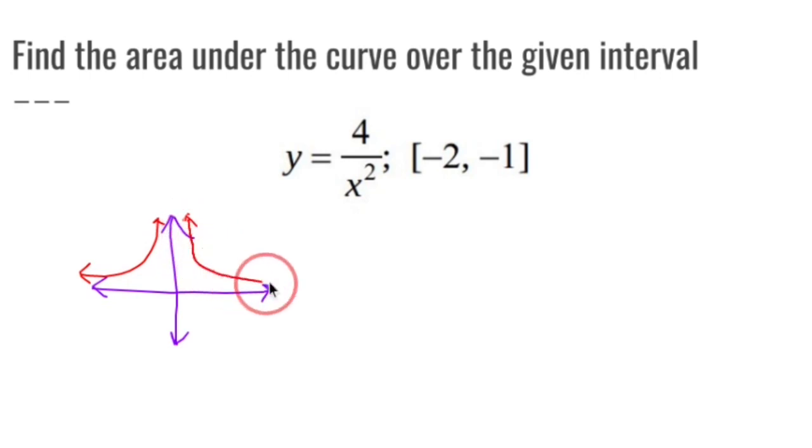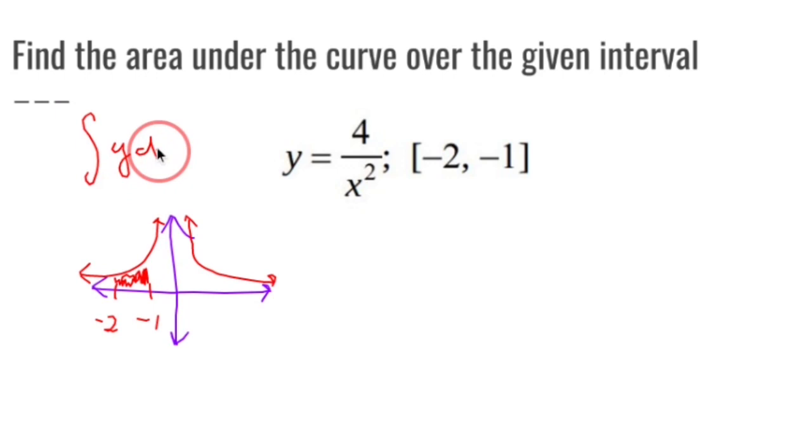Now, what it's asking me to do is find the area under the curve between -2 and -1. It wants this area right here. What I could use is the integral of this equation, which is going to give me the area under the curve. I'm going to use -2 and -1 as my limits of integration to help me find this area. So this is going to give me some number, and that number is going to be the area between the curve and the x-axis, between -2 and -1.